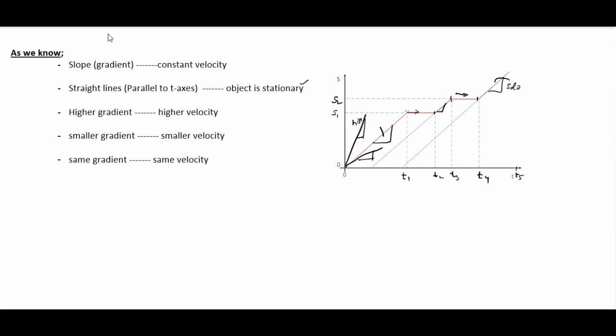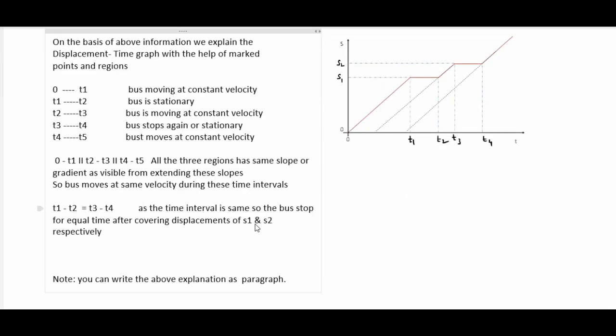On the basis of the points marked in the first step, we will define this graph in terms of regions. So our first region is from 0 to T1. This is a straight line, so the bus is moving at a constant velocity. From the region T1 to T2, there is no change in the displacement. That shows that the bus is stationary.